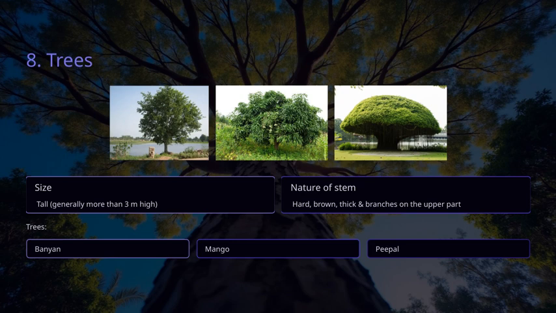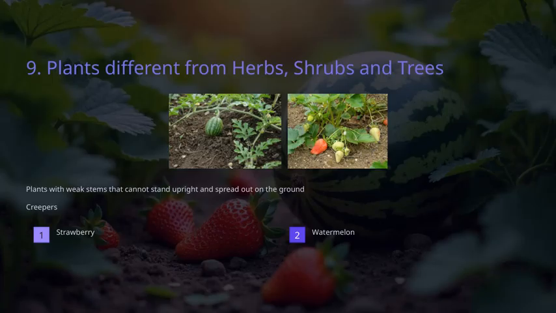For instance, the peepal tree also shares these characteristics, with a sturdy, thick stem and branches spreading out high above the ground. Understanding these features helps us appreciate the strength and importance of trees in ecosystems. They're not just tall and strong, they also support many forms of life and contribute to the balance of nature around us.